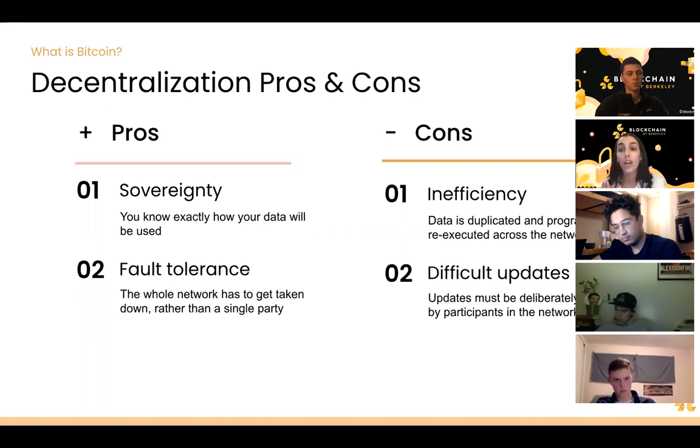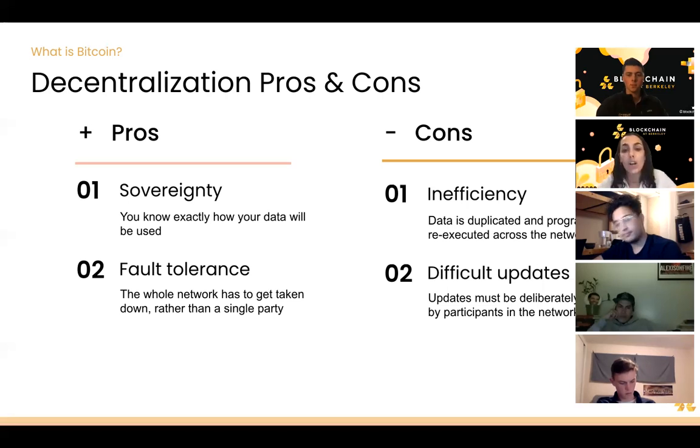But then there are a lot of cons, right? This is way less efficient because data has to be duplicated across every single person. Programs are re-executed and it can be very repetitive across the entire network to ensure the integrity of that data. This is the process that we have to go through. So every single person has to maintain the same exact data. And we'll get into exactly why that is later on in this lecture.